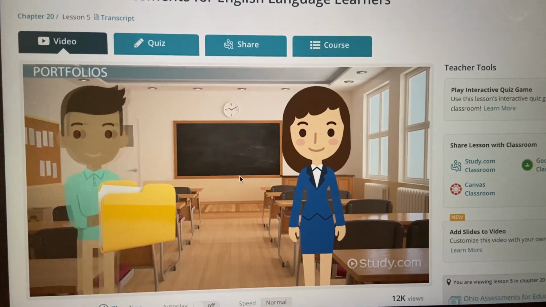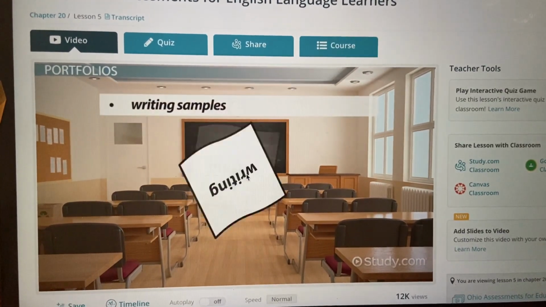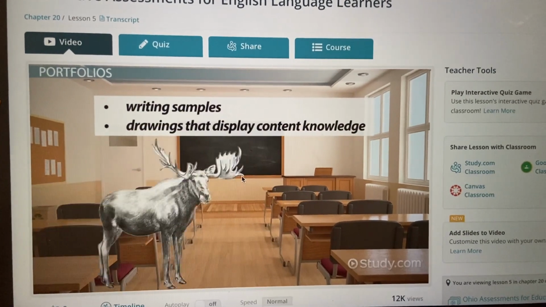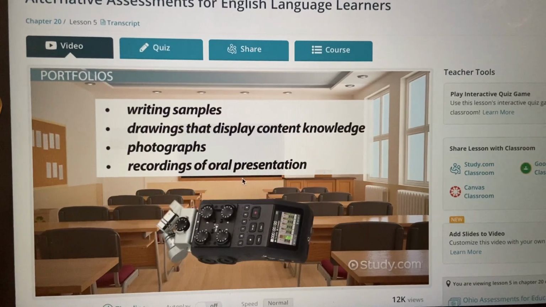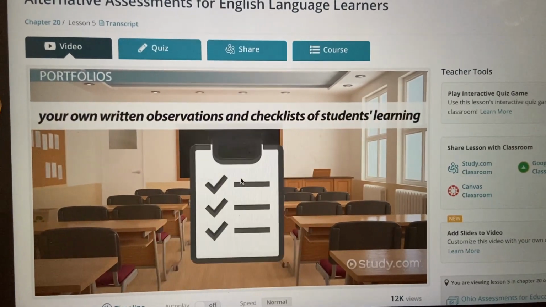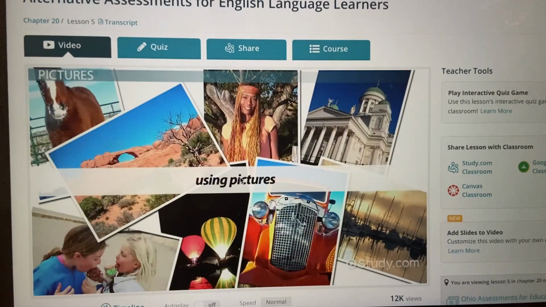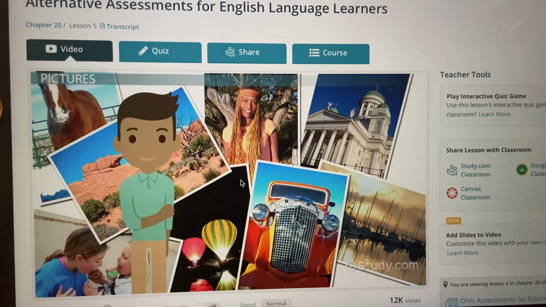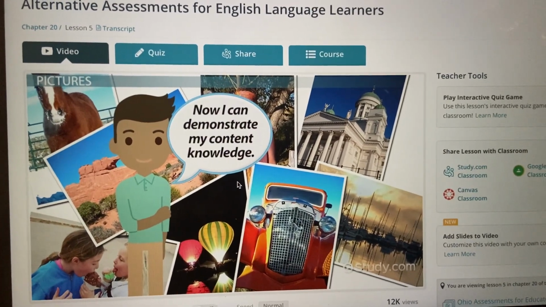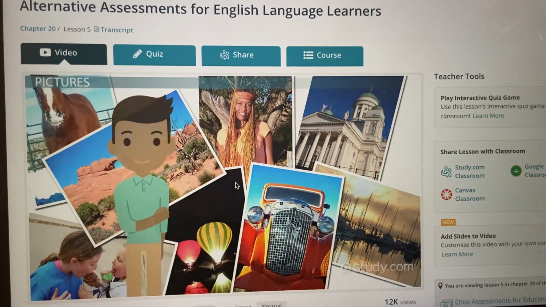Examples of artifacts you can collect in a student portfolio to demonstrate progress include writing samples, drawings that display content knowledge, photographs, recordings of oral presentations, and your own written observations and checklists of students' learning. Using pictures can help students with low English proficiency demonstrate their content knowledge. Here are examples of how the use of pictures could be implemented as an assessment in different content areas.